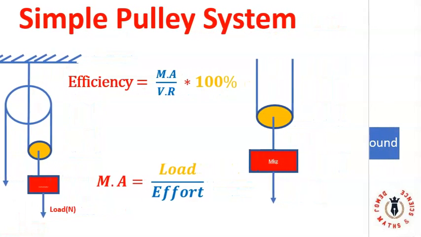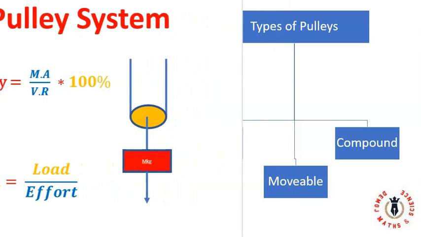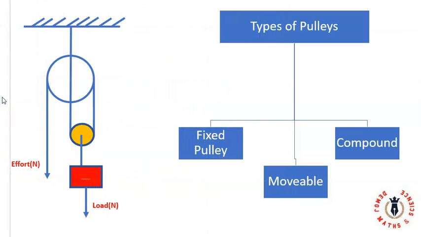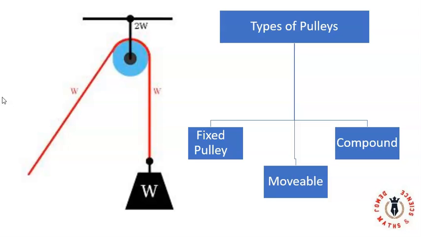The simple pulley system is one of the most widely used machines. It's made up of a wheel with a groove at its edge. There are three types of pulleys. You could have the fixed pulley, a movable pulley, or the compound pulley. Let's talk about the fixed pulley.